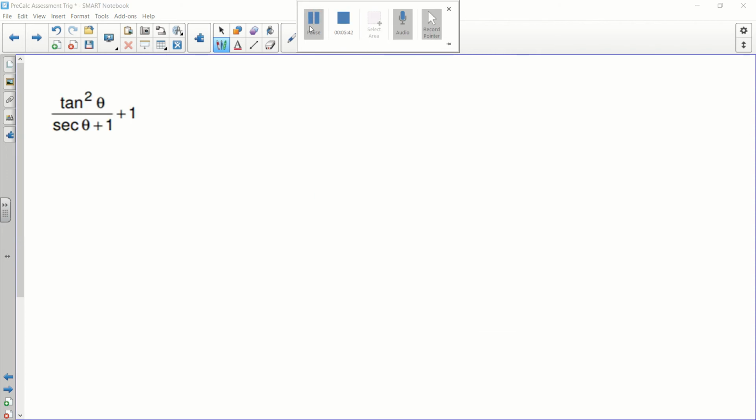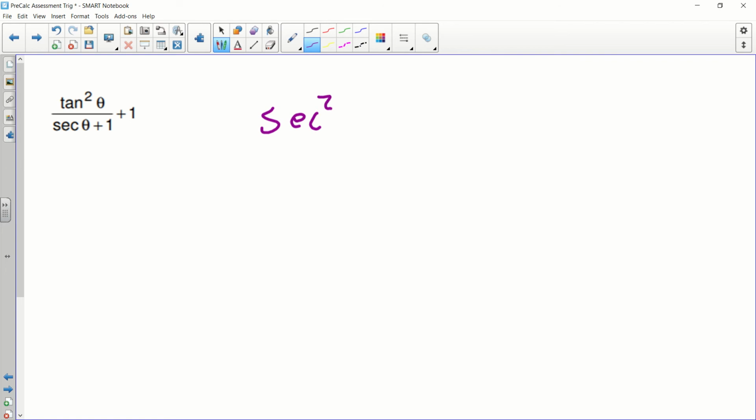And the final problem in this section. Couple ways to do it. I'm going to show you the most efficient way. Tangent squared is one of my Pythagorean identities. It is equivalent to secant squared of theta minus 1.